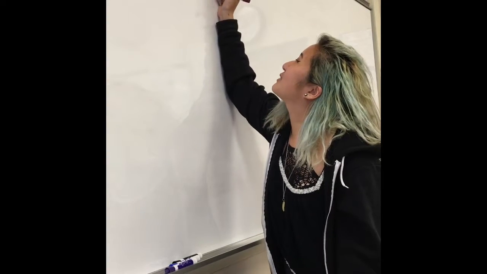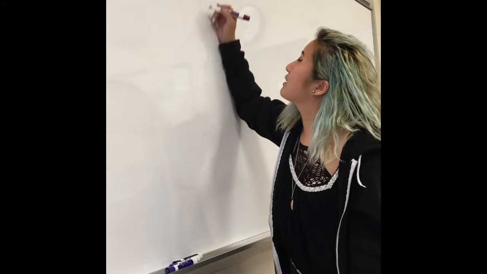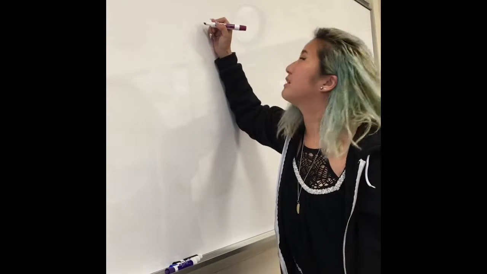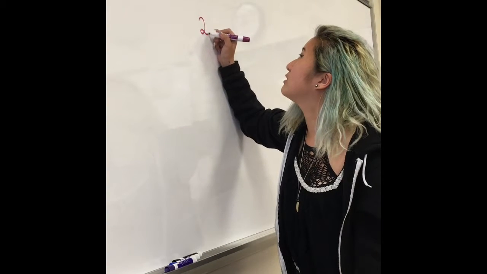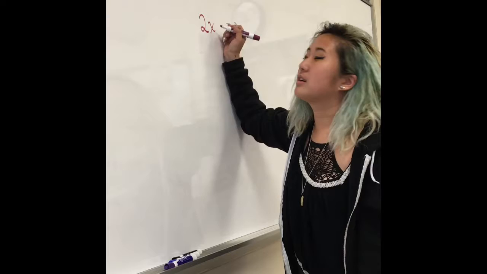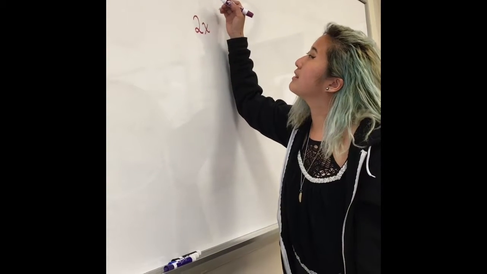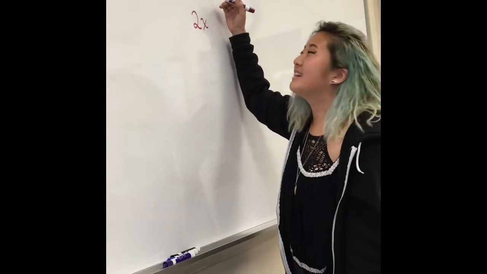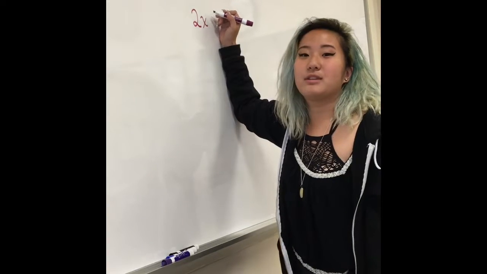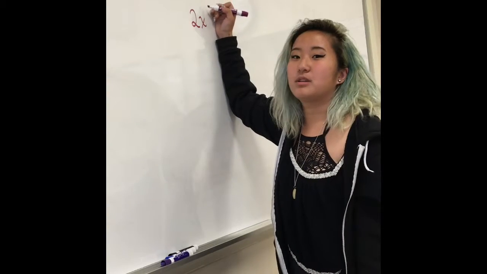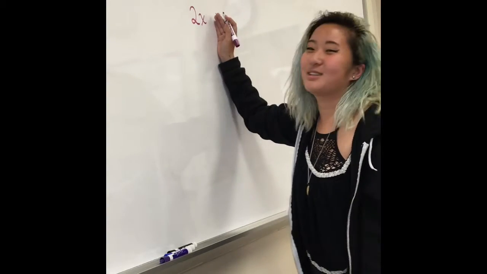Over here for x squared, what we're going to do is take the exponent and put it in front. So it's going to turn into 2x. And we're going to subtract 1 from the exponent that was with the x. So 2 minus 1 is 1. So we're going to just leave it at x.